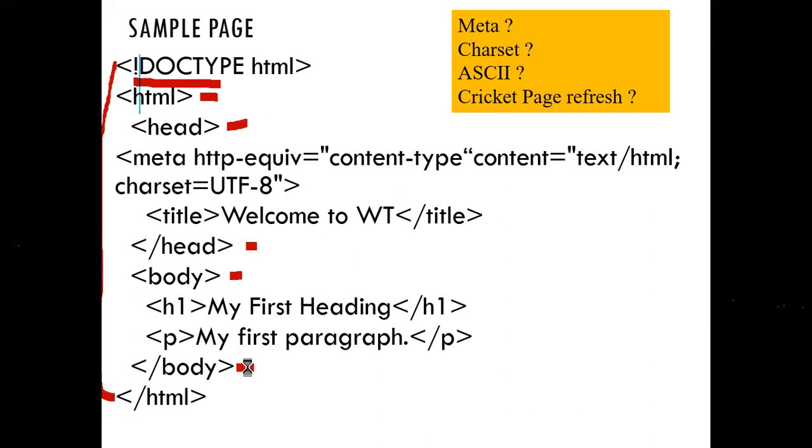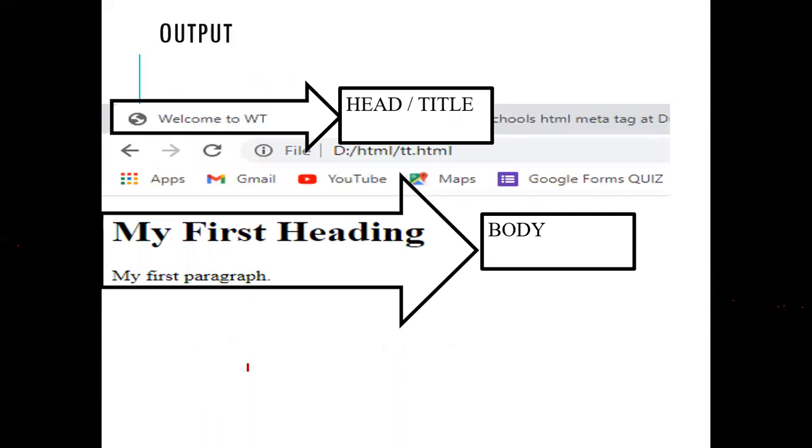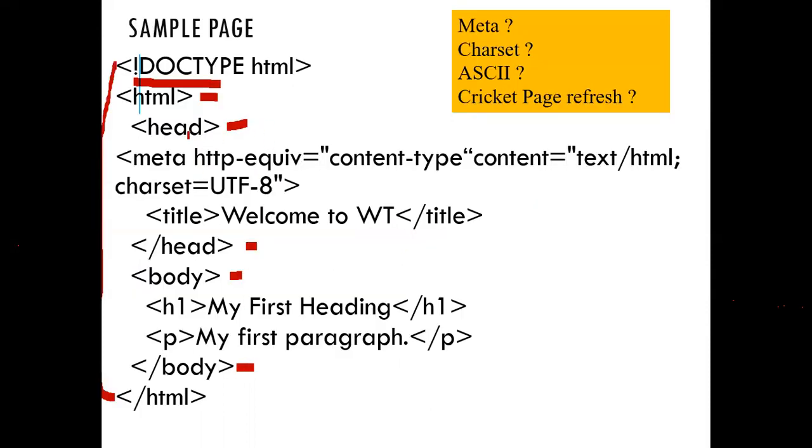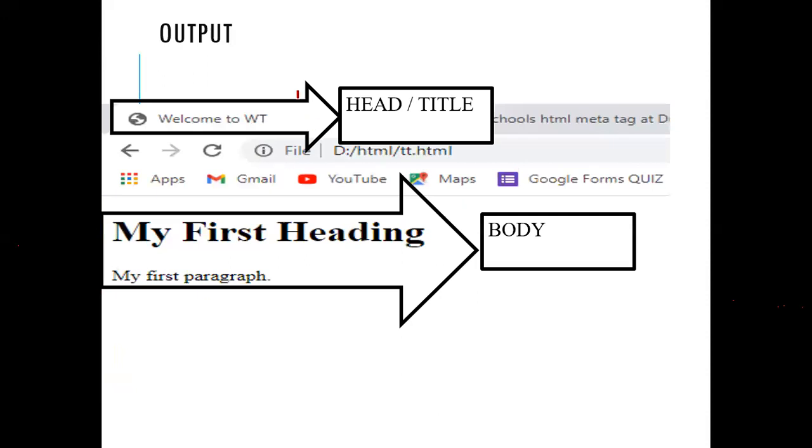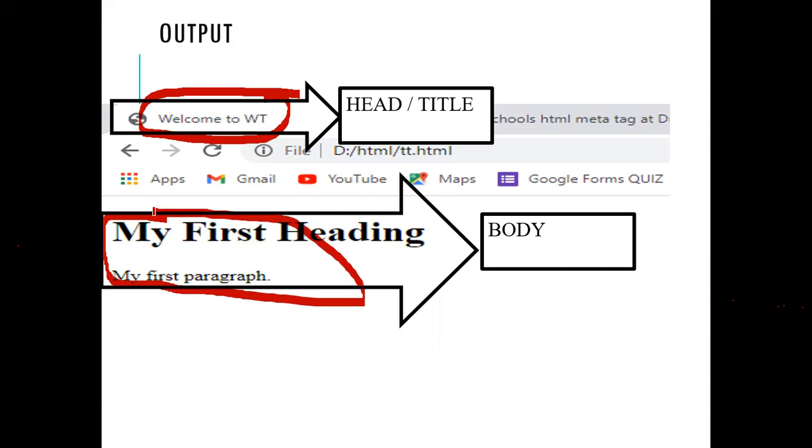Closing the body part. Now, whatever we write in the head section is hidden from the user, except what we write in the title section. This alone is visible to the user, on top of the window. And whatever you write in the body section is visible to the user. We'll take one example and discuss more about that.